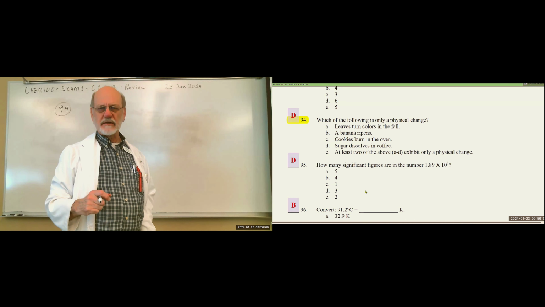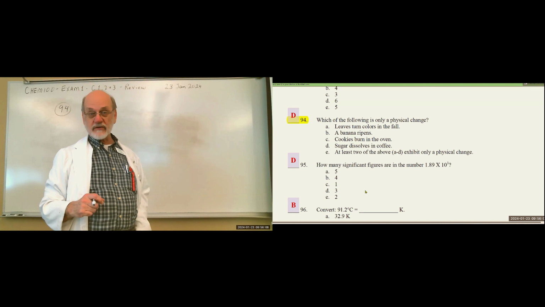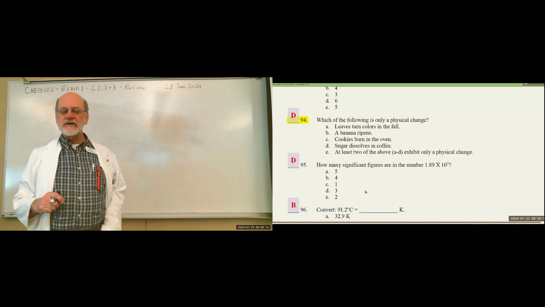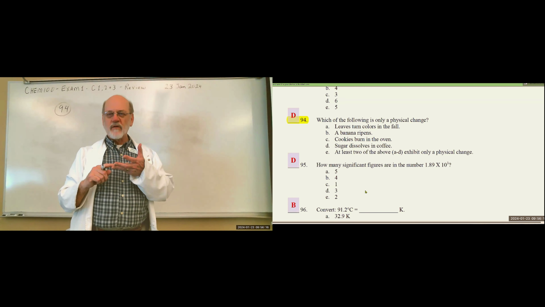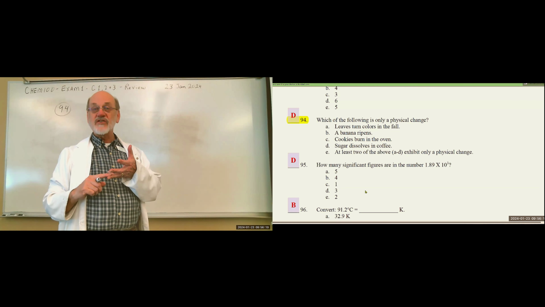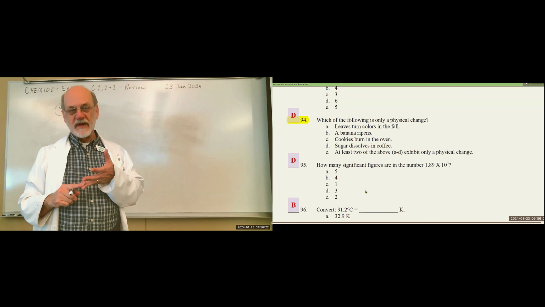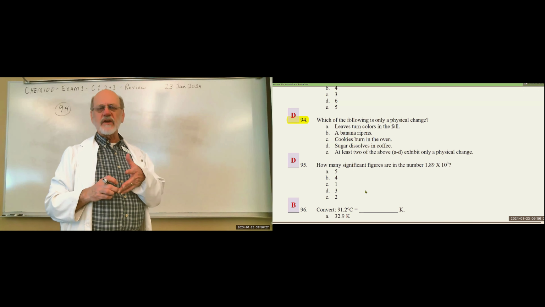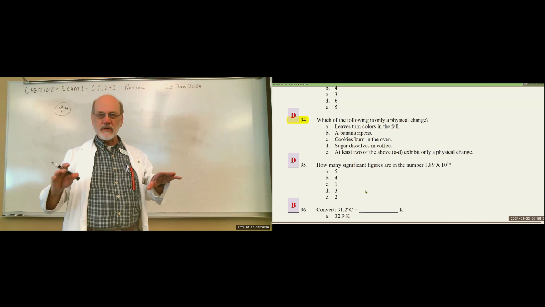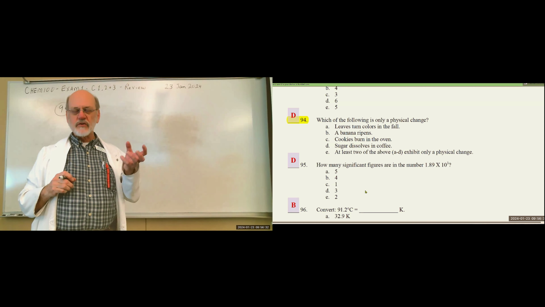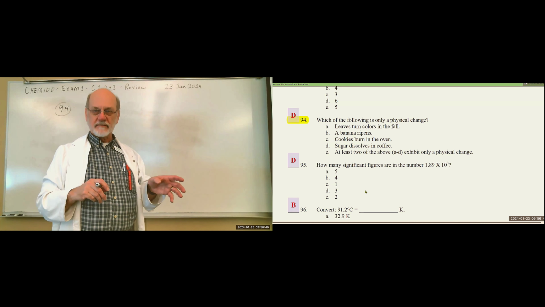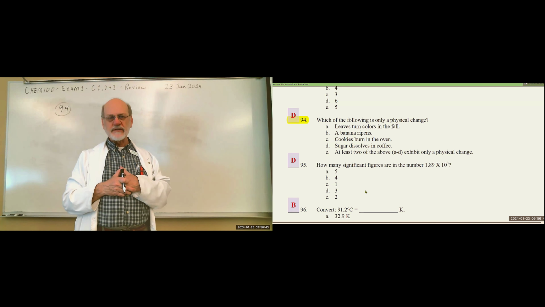B, a banana ripens. No, that's a biochemical change. C, cookies burn in the oven. We're taking the flour and the sugar and whatever else and ashing it, turning it to carbon. That's when we burn it, right? So that's a chemical change. D, sugar dissolves in coffee. That's purely physical. The sugar is introduced to the coffee and becomes a sugared solution. That's a physical change only.